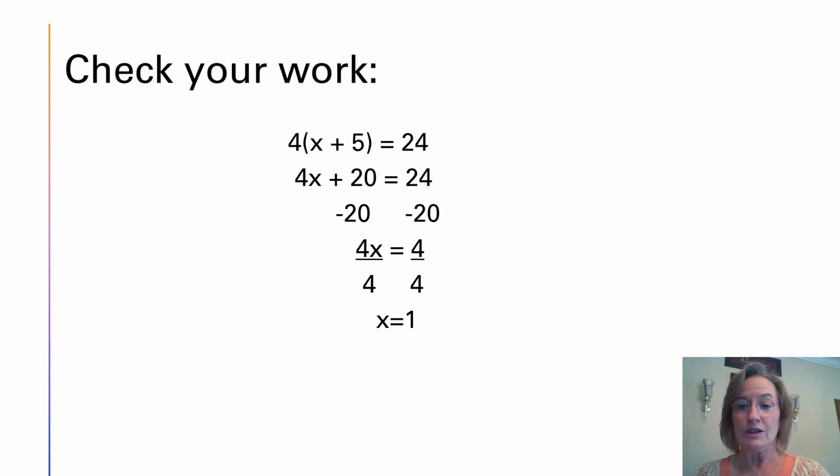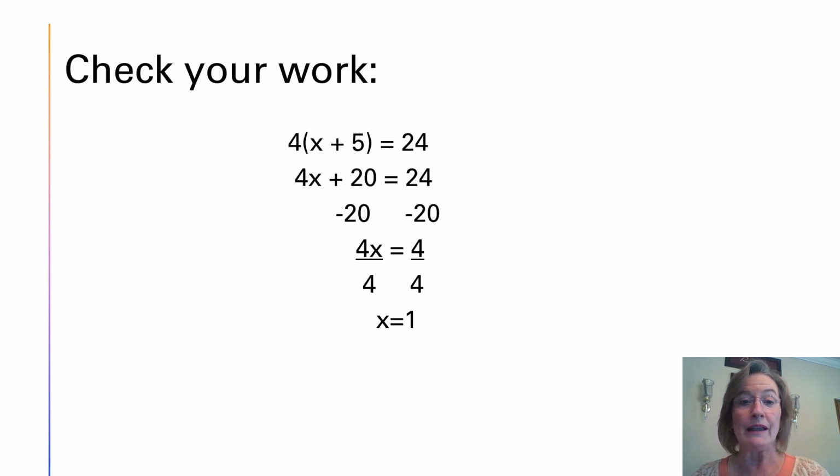All right, now let's check your work. Your second step, or actually your first step after the original equation, is 4x plus 20. After you take that 4 through the parentheses, you have 4x plus 20. That equals 24. Take away 20 from both sides. Divide both sides by 4. And did you get 1 for your answer? High five to you if you did.